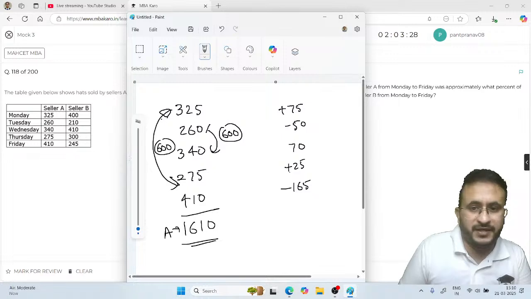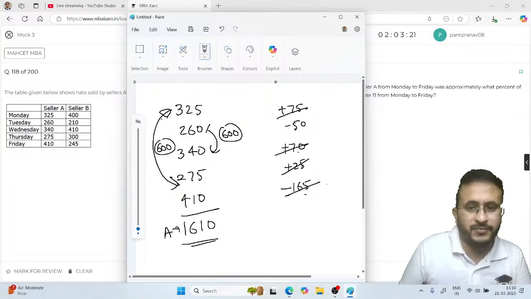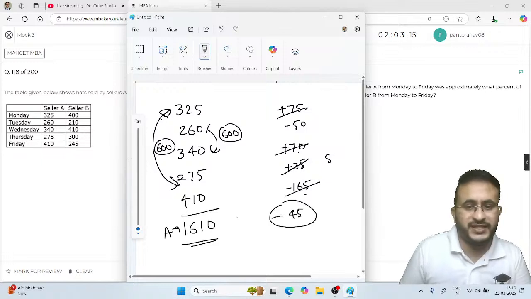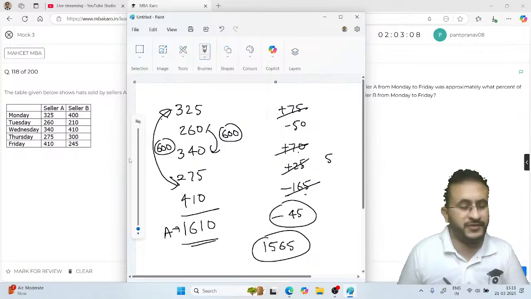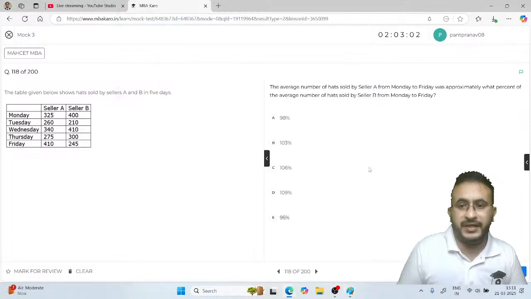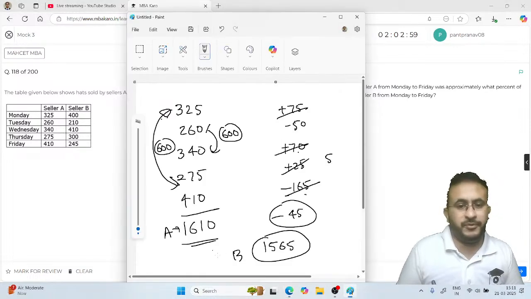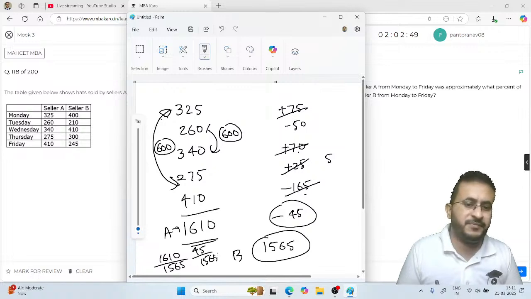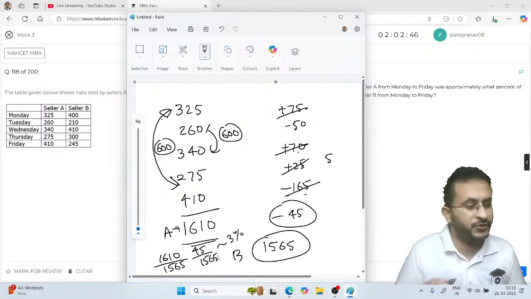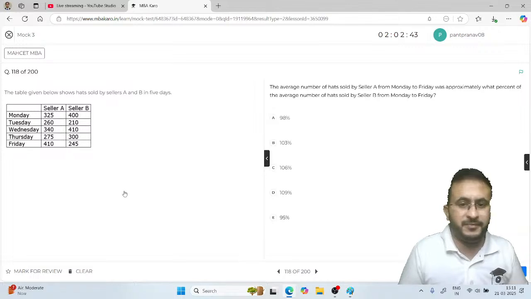So what we can do is we can make it like 75 plus 25 is 100, 170. So 170 minus 65 is 5 minus 45. So minus 45 होना चाहिए इससे. So 1610 minus 45 will be 1565. So 1565 is B and A is 1610. So it is saying that A is what percentage of B. So A upon B will be how much? 1610 by 1565. Okay. So 45 extra आ रहा है. 45 upon 1565 will be कितना? Almost 3%. 15 into 3 is 45. So 103% will be the answer.